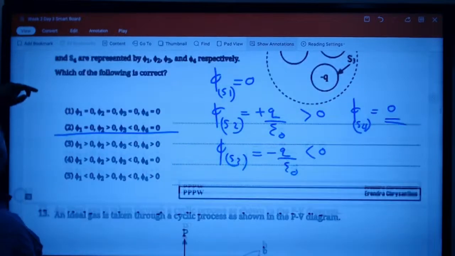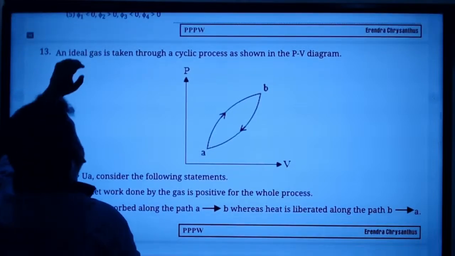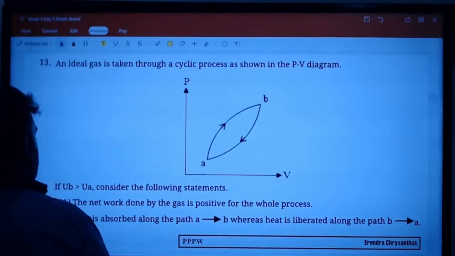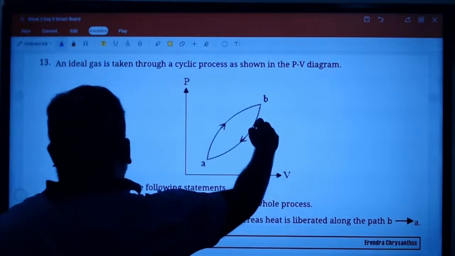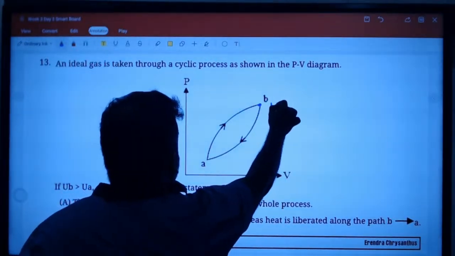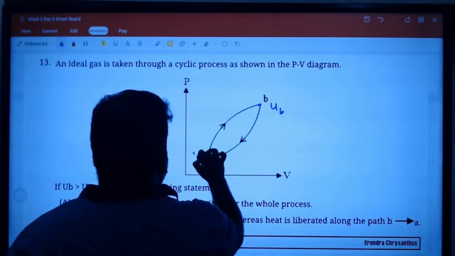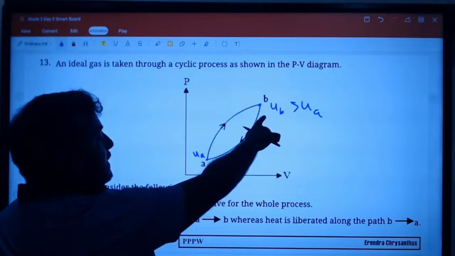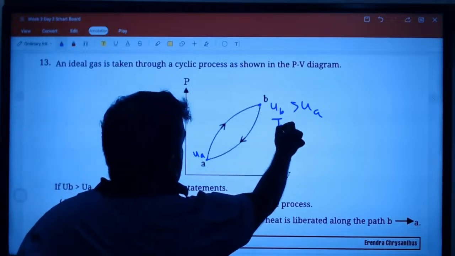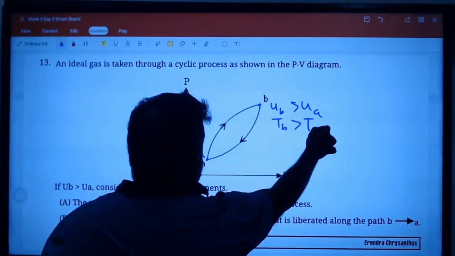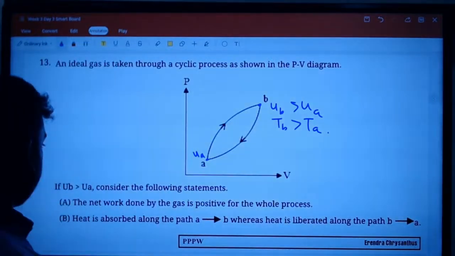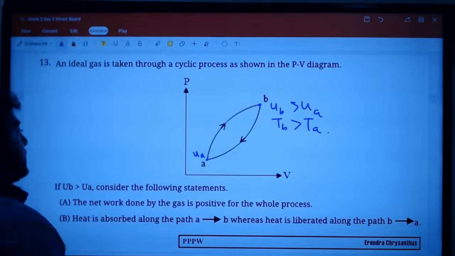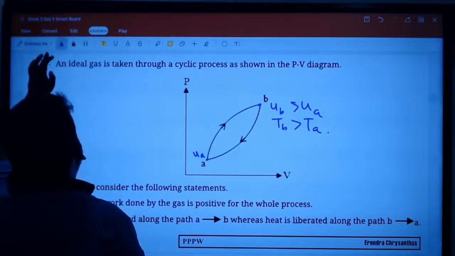Right now? Okay. Next one. If UB is larger than UA, this is thermodynamics. Remember, UB larger than UA, internal energy depends only on temperature. So temperature at B is larger than temperature at A. Simple. The net work done by the gas is positive for the whole process. Look at the word carefully.